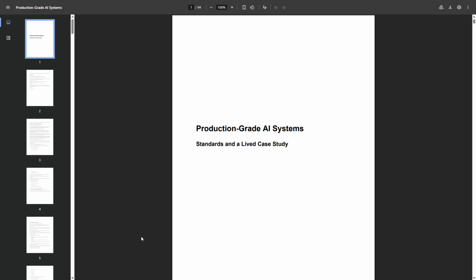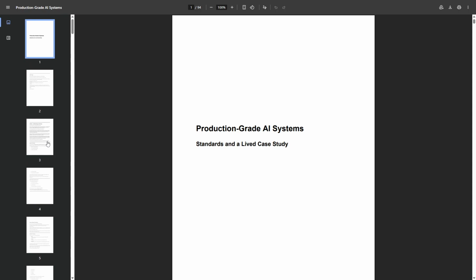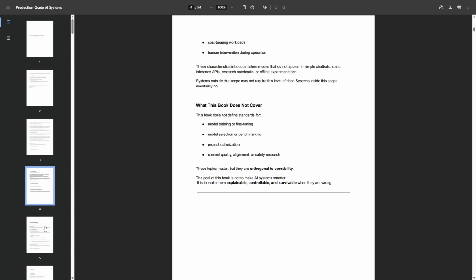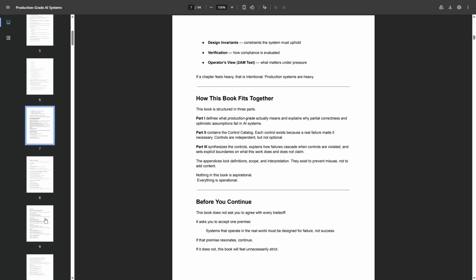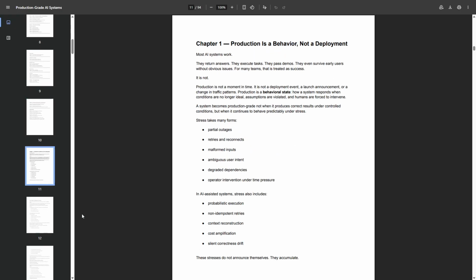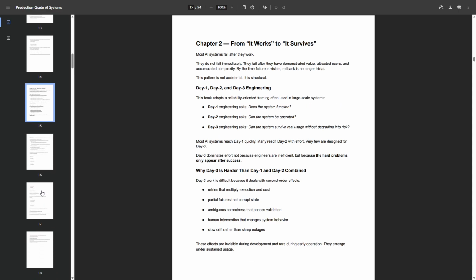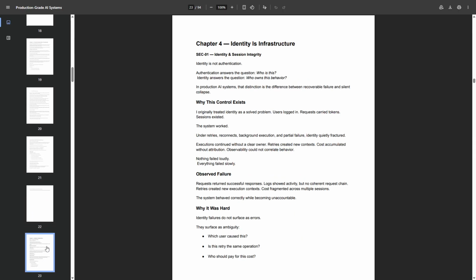So let's talk about one of those. I'm going to give the story behind why that particular control exists. So let's go ahead and pull it up here in the book. Where are we at? Chapter one. There you go. No, it's not chapter one, it's chapter four. Here we are. Chapter four, where it says identity is infrastructure, and identity and session integrity.